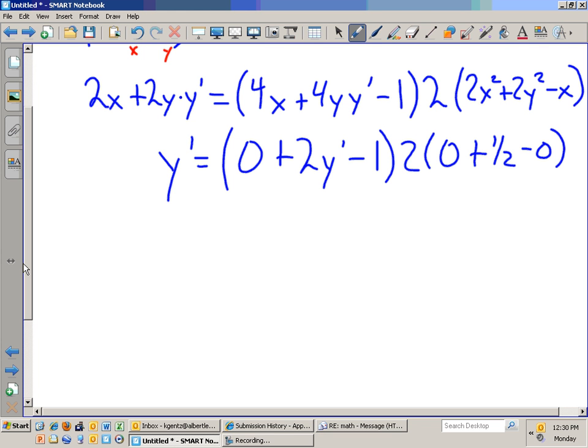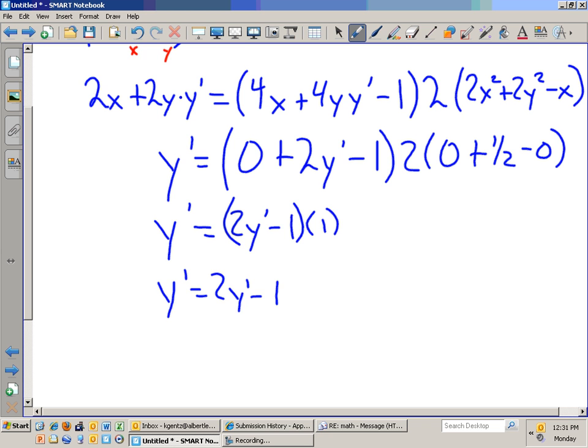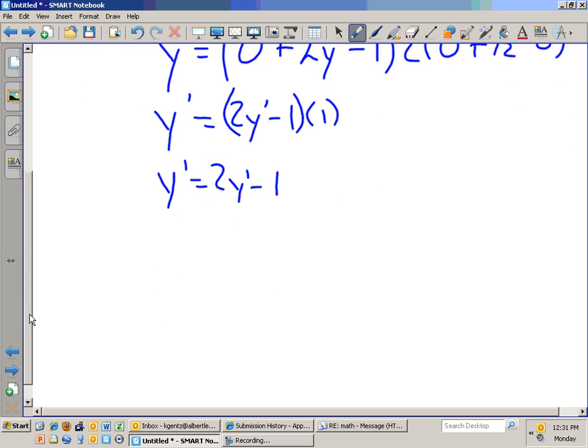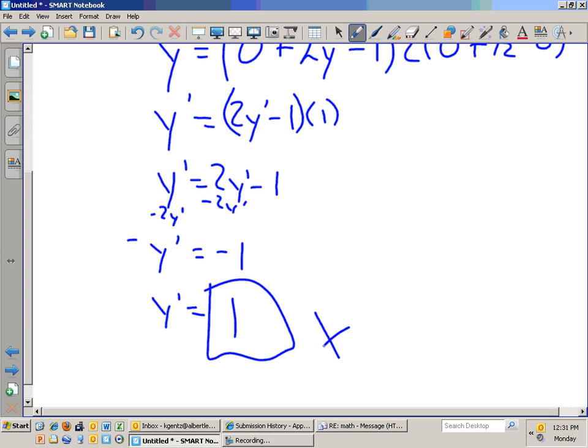I just plug my x's and my y's in. Now I'll work with the y prime. So y prime is 2y prime minus 1, that quantity, times, what's this right here? 1/2 times 2 is 1, so y prime is equal to 2y prime minus 1. How do I solve for y prime? Subtract the 2y prime over. I get negative y prime is equal to negative 1, so y prime is equal to 1. Done and done.